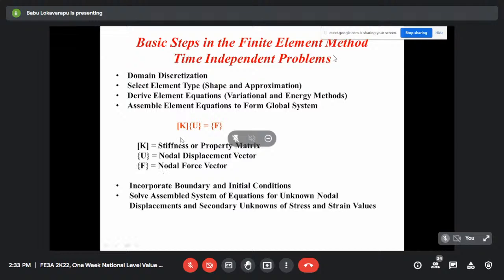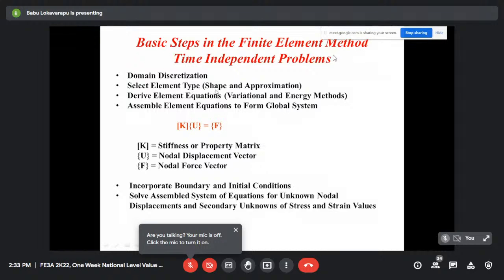And this is a basic equation. We have a step-by-step procedure. If you look at the procedure, it's very smooth and systematic. First, domain discretization. Then select the element type. When you select the element type, shape and approximation, these two are very, very important. And derive element equations based on different methods, variational and energy methods and other methods also.